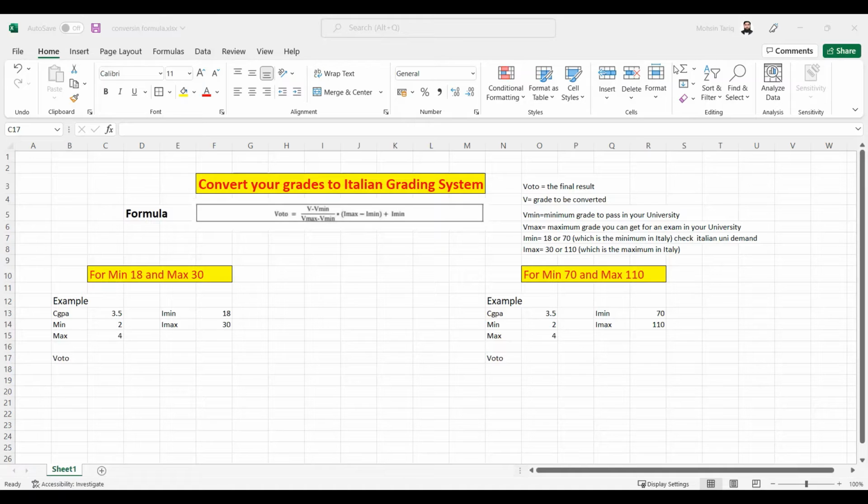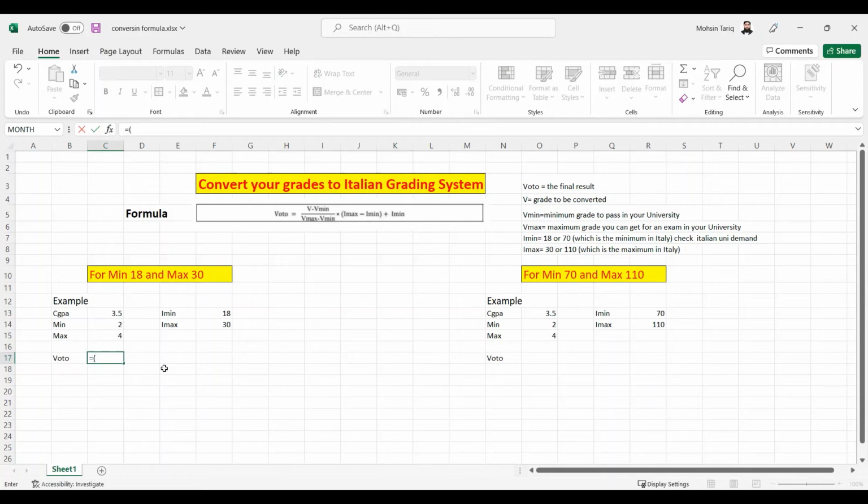You have to check the website of the university you are going to apply to, to see which system you have to follow. Then you subtract 30 minus 18, and add the result to the minimum grade of the Italian grading system. So let's try it. For example, we have a 3.5 GPA, the minimum in our grading system is 2, and the maximum is 4. We are going to convert it to the Italian system in which the minimum is 18 and the maximum is 30. So let's start.